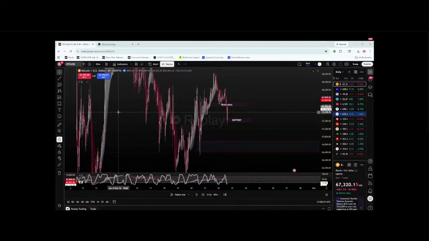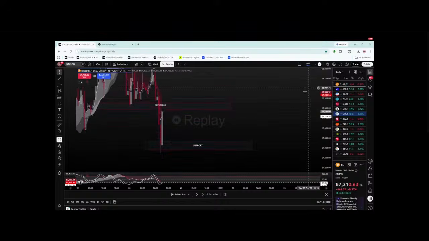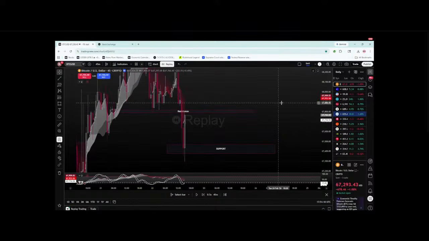Now, let's go back to what I was saying here. I see this rejection off resistance. I'm like, okay, this can be an opportunity to short. I get in. My stop loss is a break above this resistance zone, right? I could probably make it even smaller. If I want to be more conservative, my stop loss is very tight right here.